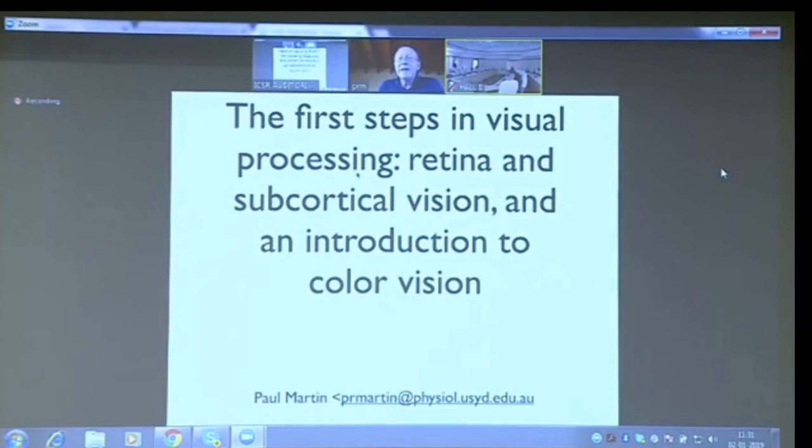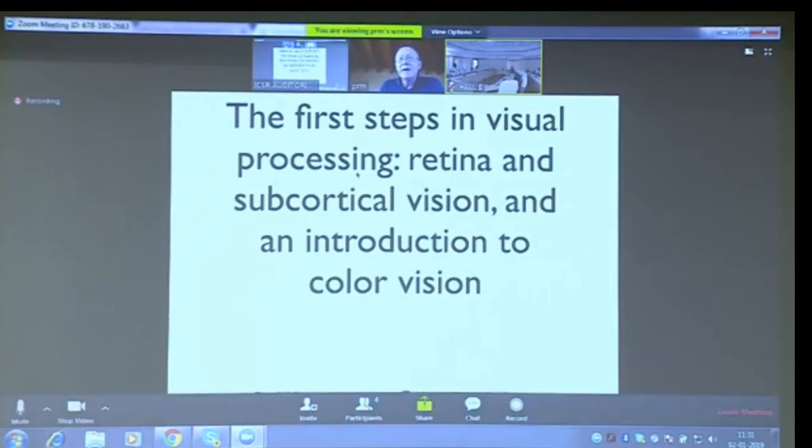First steps in seeing. I'll discuss the visual processing that takes place in the retina, and I'll discuss subcortical visual pathways, and I'll give a brief introduction to color vision, because Professor Mitra thinks you all should know at least something about how animals see color, because of the great importance, of course, of color in machine vision.